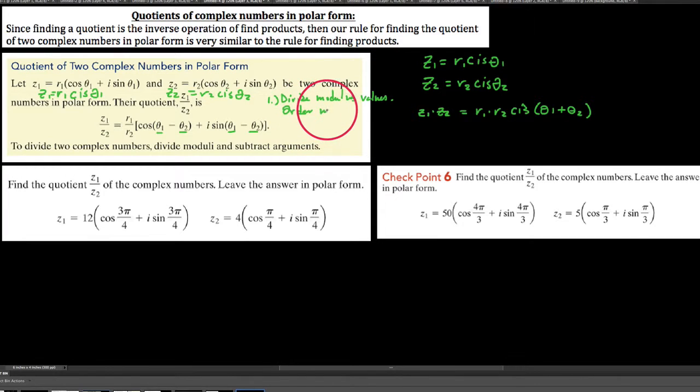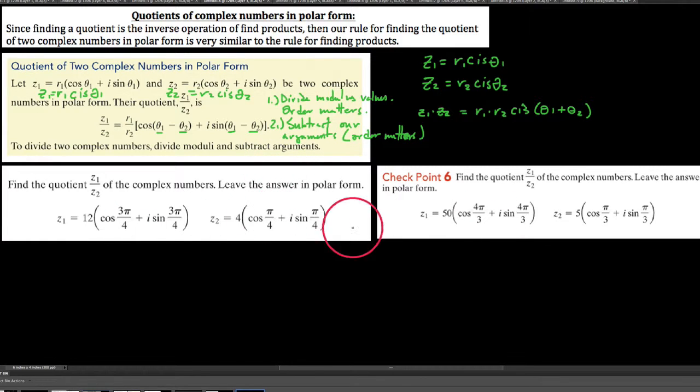Basically, if we're dividing complex number 1 by complex number 2, we're going to take modulus 1 divided by modulus 2. And then for our arguments, we're going to subtract them. Again, order matters here. What I mean is that we have to take the argument from the first number that is being divided and subtract off the argument from the second number that is the divisor. So to divide two complex numbers, we divide the moduli and subtract the arguments. Pretty simple thing to do.